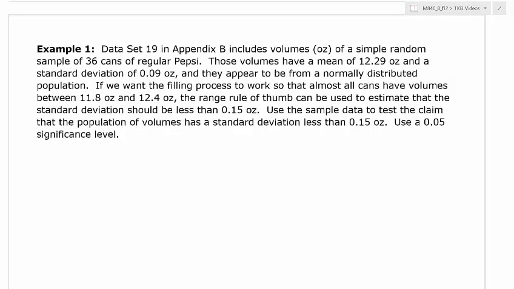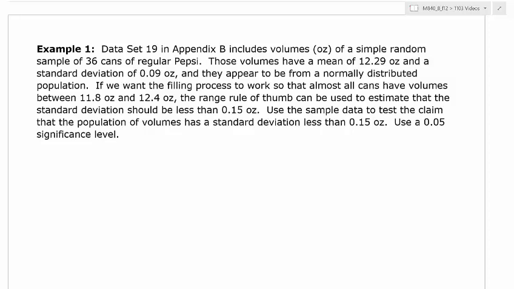Example 1. Data set 19 in Appendix B includes volumes in ounces of a simple random sample of 36 cans of regular Pepsi. Those volumes have a mean of 12.29 ounces and a standard deviation of 0.09 ounces. They appear to be from a normally distributed population.